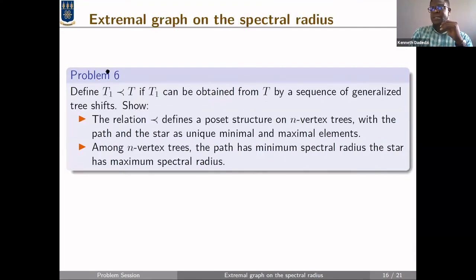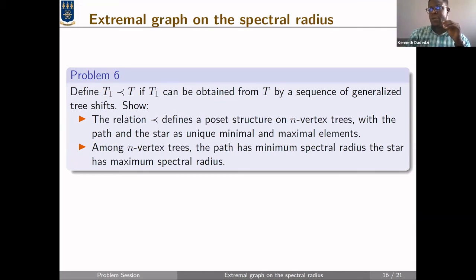Now let's tackle the last and interesting problem. Basically, this problem is more like extremal graphs, and if anyone has worked with Stefan, they will know that his favorite class of graphs are trees. So I cannot leave here; you cannot have a problem session without talking about trees in generality. So this problem is focused on trees.